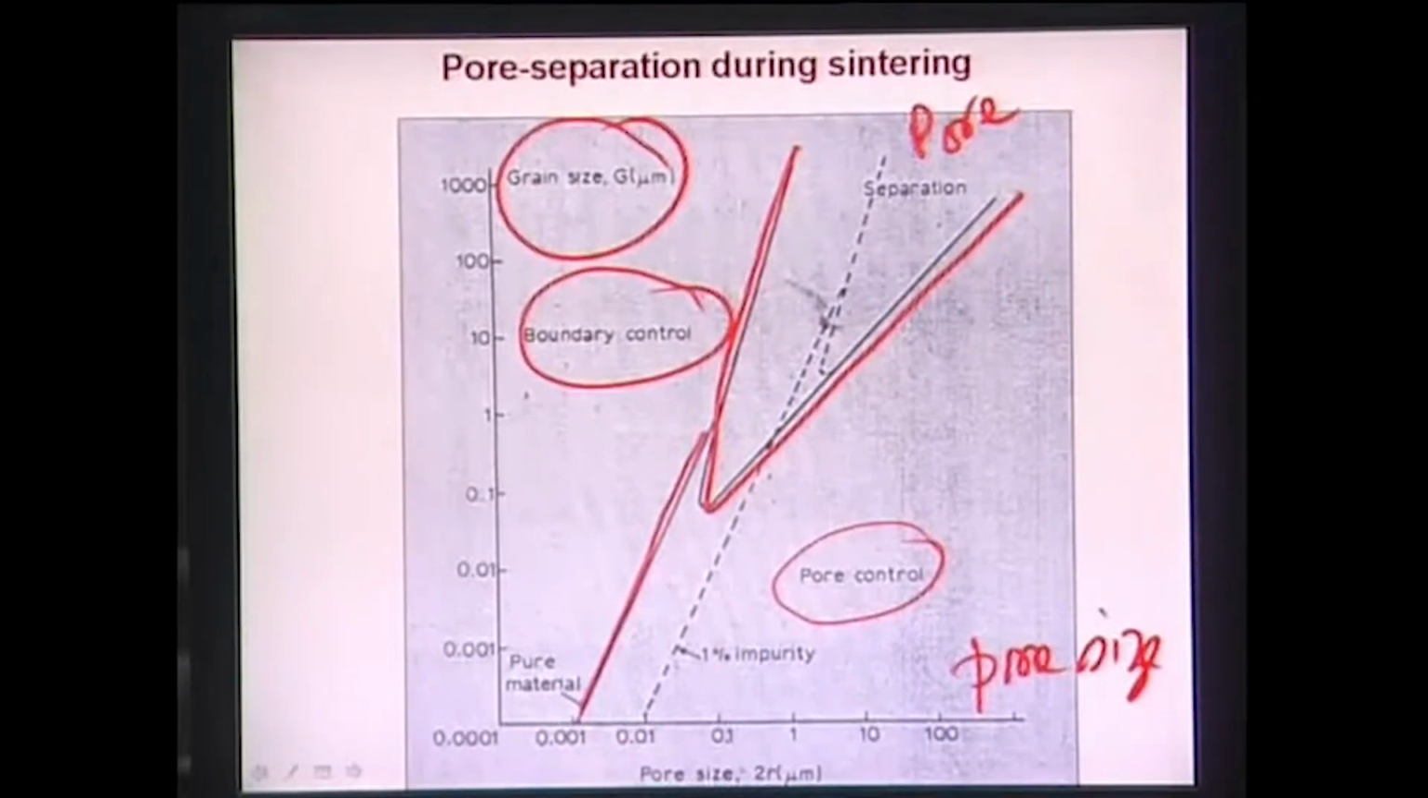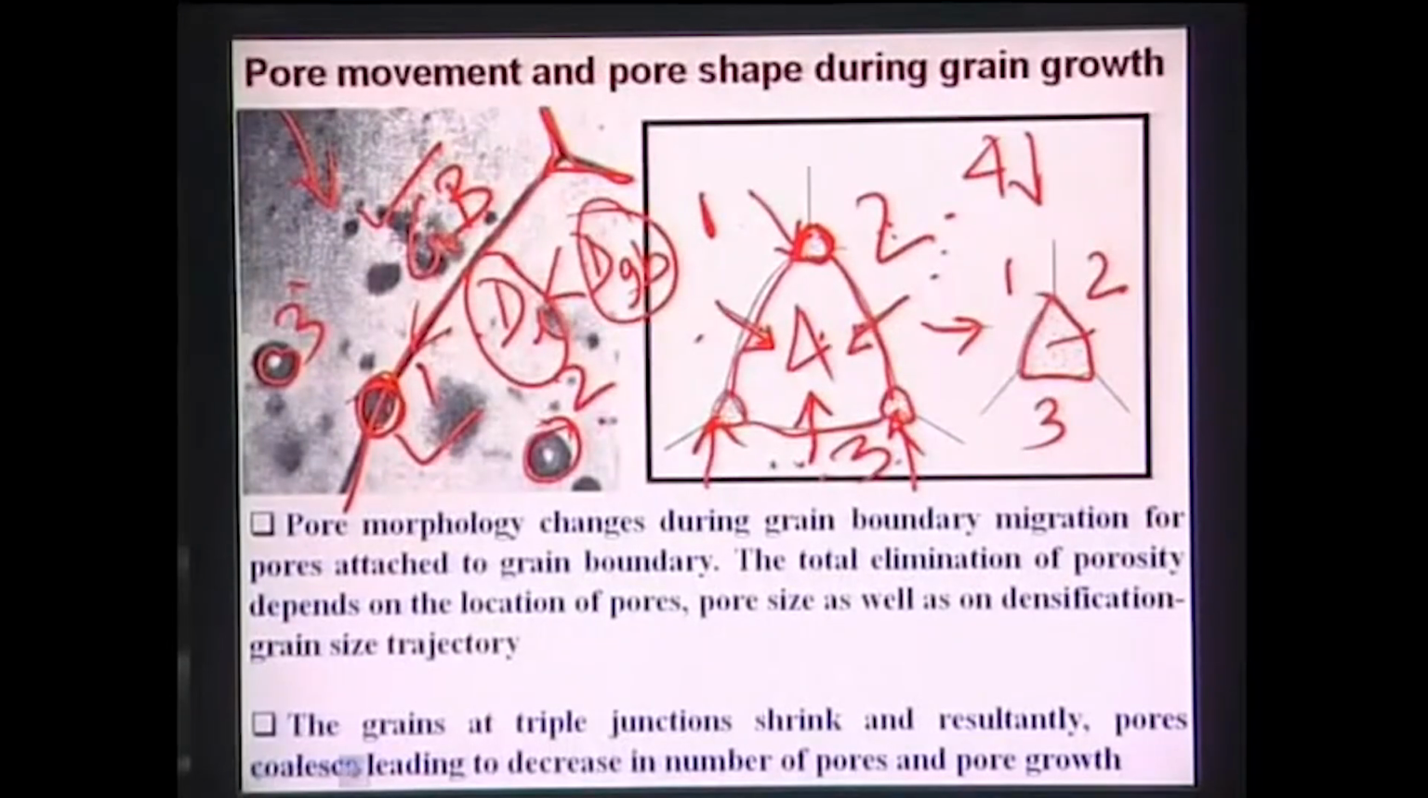Now what is meant by pore separation? If you go back to this particular slide here, pore separation means that during the sintering, at some point a situation will come where the pores will be separated from the grain boundaries and they will be isolated pores inside the grains. You do not like isolated pores to happen in your sintering process, because if the pores become isolated, then these pores will be very difficult to eliminate during the sintering process.